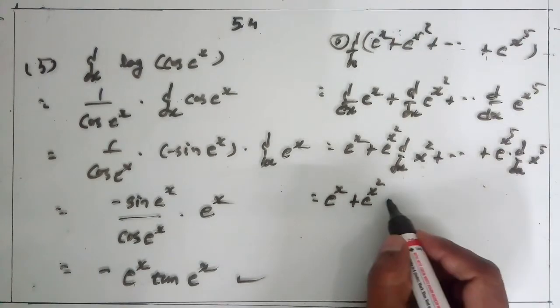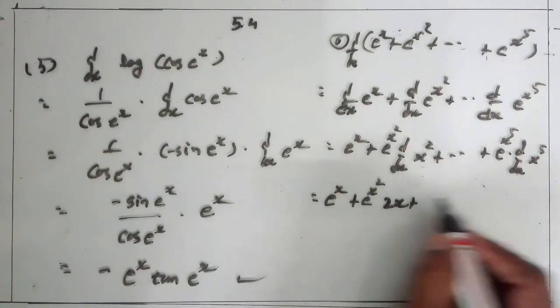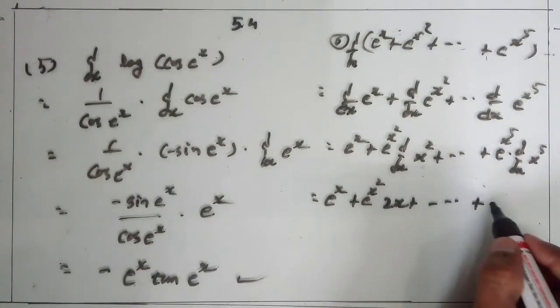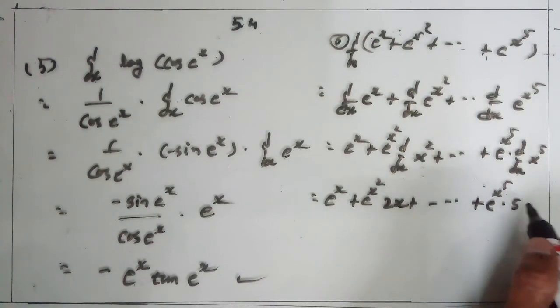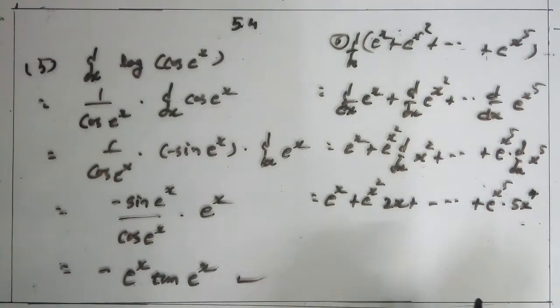So e^x plus e^(x^2) into the derivative of x^2, which is 2x, plus the last term, e^(x^5) into the derivative of x^5, which is 5x^(5-1), that is x^4. So this is the answer. Clear?